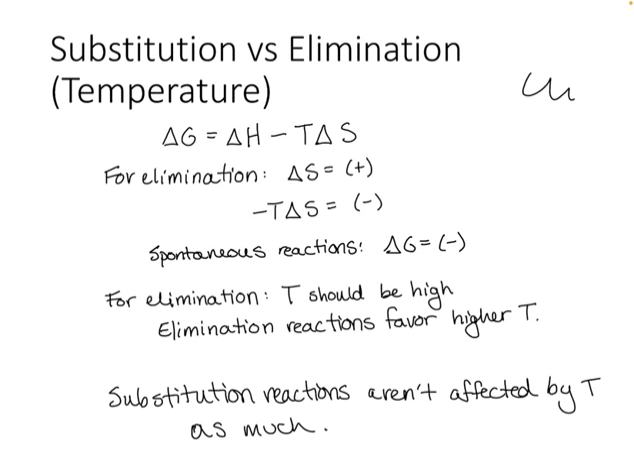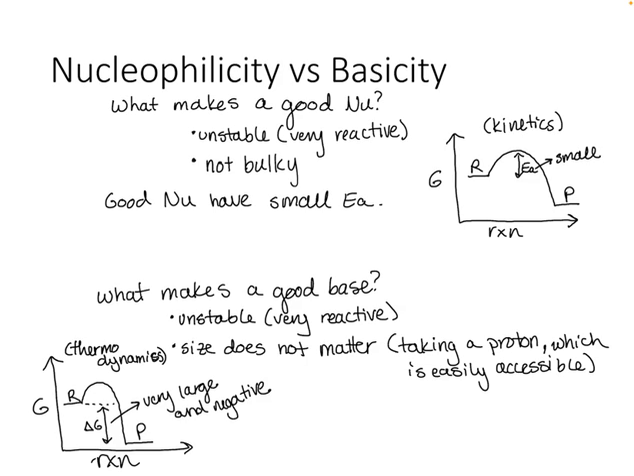But additionally, we talked about bases and how elimination reactions use bases, and we want the thermodynamics to really take control for elimination reactions since we're using a base. So delta G has to be very negative. Now for substitution reactions, it doesn't matter as much, but when we start talking about nucleophiles versus bases, remember we use nucleophiles in substitution reactions, so we care more about the kinetics. But we use bases for elimination reactions, so we care more about the thermodynamics.